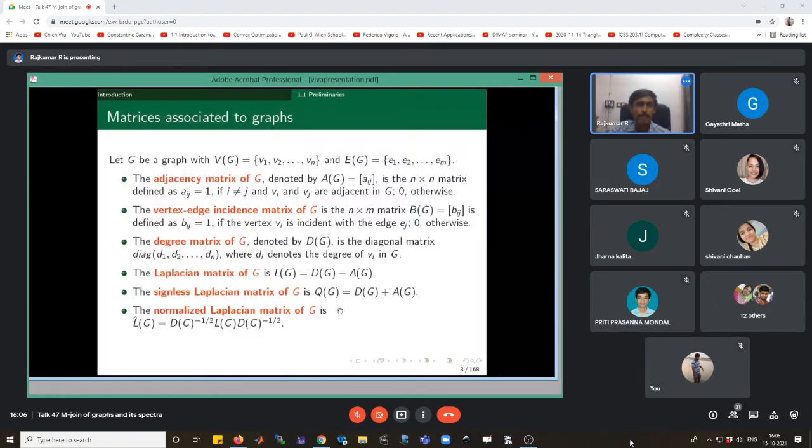Now, some standard matrices associated to graphs. I think most of you are familiar with these definitions, so I just produce the notations. As usual, we denote the adjacency matrix of a graph by A(G), the vertex incidence matrix of a graph by B(G), the degree matrix as D(G), the Laplacian matrix as L(G), the signless Laplacian matrix as Q(G), and the normalized Laplacian of G as L-cap(G).